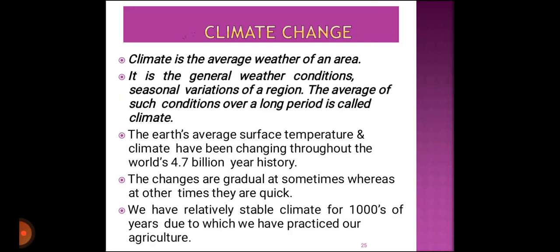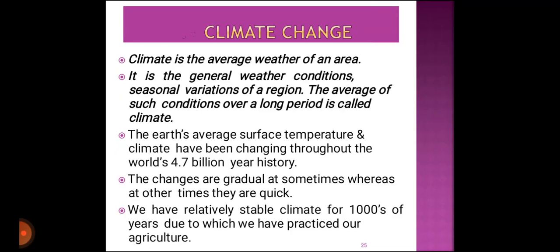The earth's average surface temperature and the climate have changed throughout the world's 4.7 billion year history. The changes are gradual at some times, whereas at other times they are acute. We have had a relatively stable climate for thousands of years, due to which we have practiced our agricultural practices. The climate change factor is mainly due to the activities of people, so the maintenance of the climate is in the hands of people only.